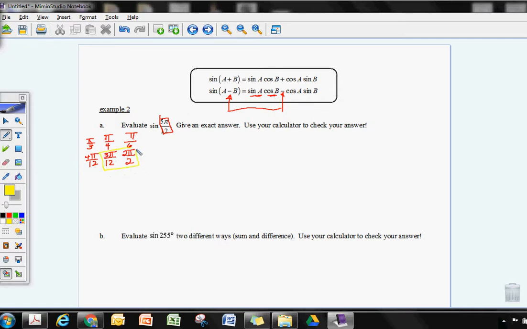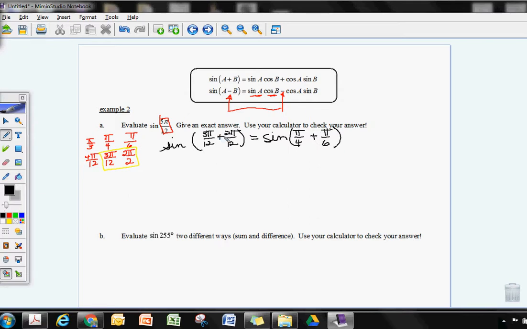3 and 2 make 5. Okay, so what am I going to do? I rewrite the problem as 3 pi over 12 plus 2 pi over 12. That's 5 pi over 12, which now I'm going to rewrite as sine of pi over 4 added on to pi over 6. Now, be careful.